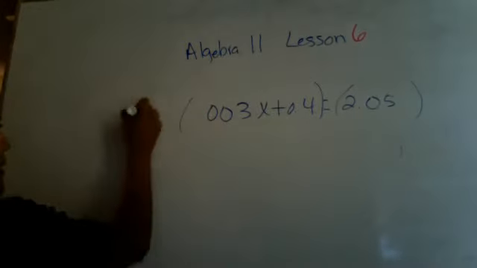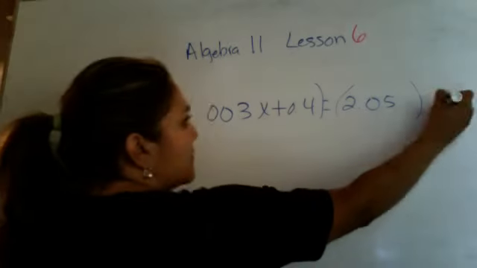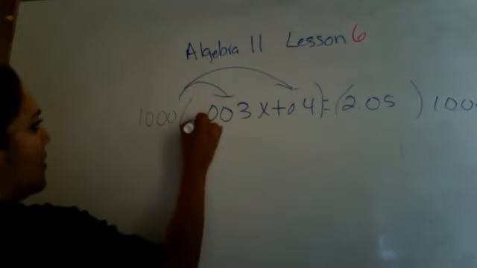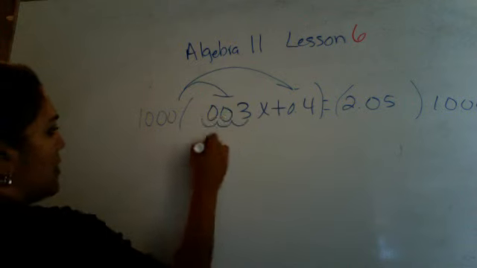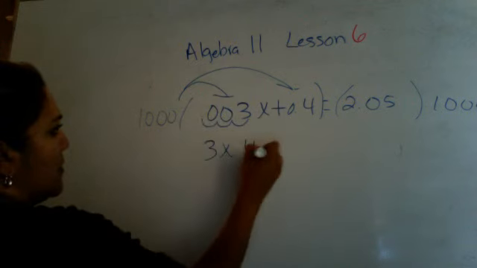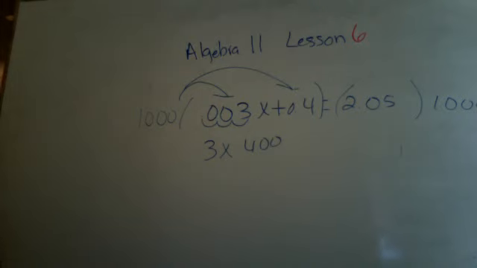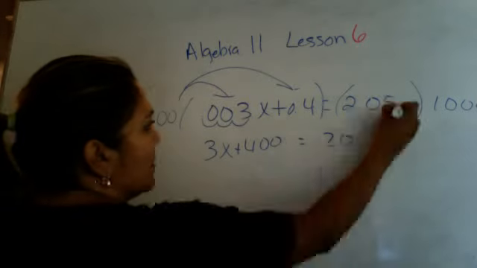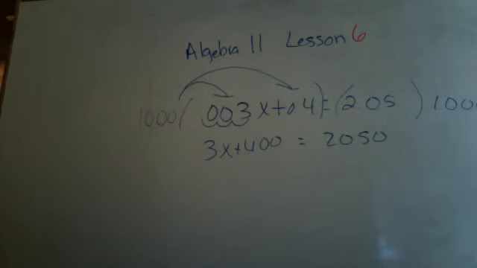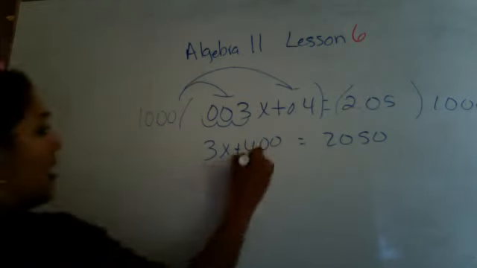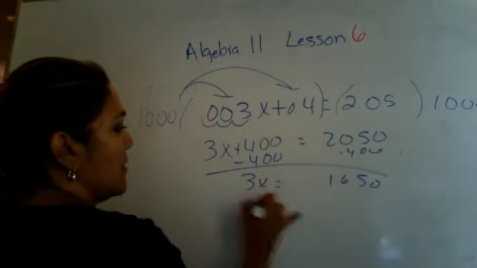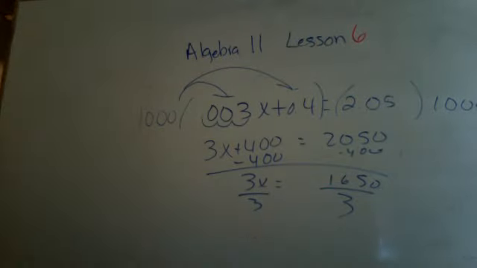When you put parentheses on each side, that will help you to remember you've got to do every term. Let's multiply by 1,000. Because of my parentheses, I have to use the distributive property, yes? When I multiply by 1,000, this simply becomes 3x. This becomes 400. Plus 400, and this becomes 2,050. Now we have whole numbers, so now I can just simply solve: minus 400, minus 400. 3x equals 1650, divided by 3. Did I do bad math? X equals 550. Simple as that.